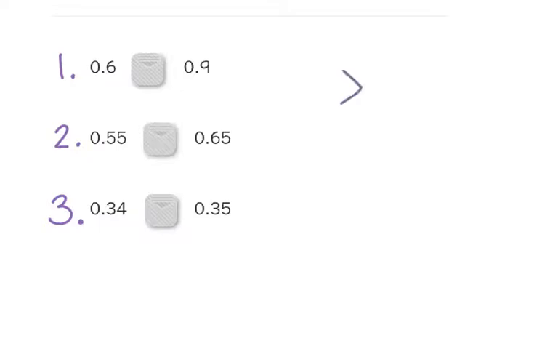You're going to use the greater than, less than, or equal to symbol in each of the following questions. You don't need to write the problem down, just write down the symbol. Go ahead, pause your video, and fill in greater than, less than, or equal to. Number 1, 6/10, 9/10. 6/10 is less than 9/10.